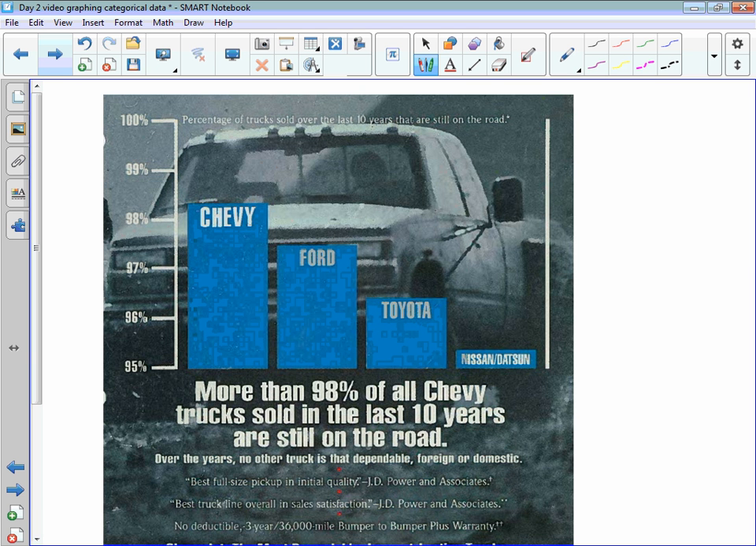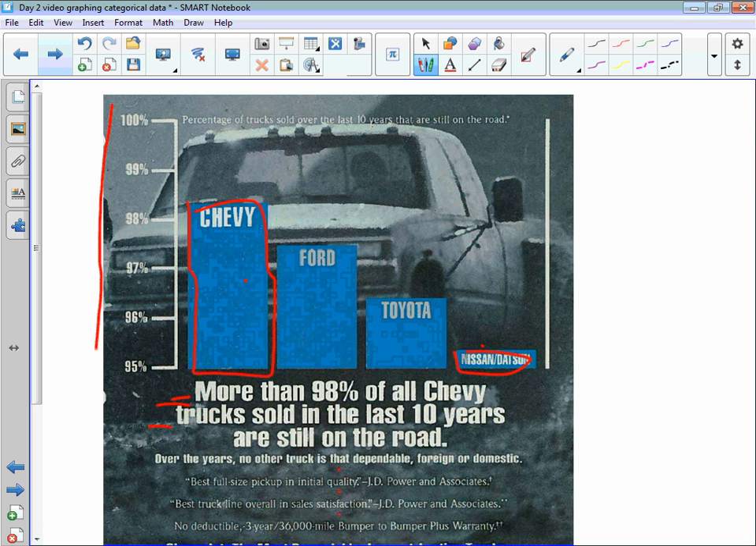The thing about graphs is that they can be abused. This is an example of a misleading graph. Because what happens is the human brain judges quantities by their area, which in a rectangle is their length times their width. And so you look at this, and you look at the Chevy here, and you look at the Nissan, and you're like, oh my gosh, the Chevy, you know, this is the percentage of trucks still on the road. The Chevy is like 10 times better than the Nissan.